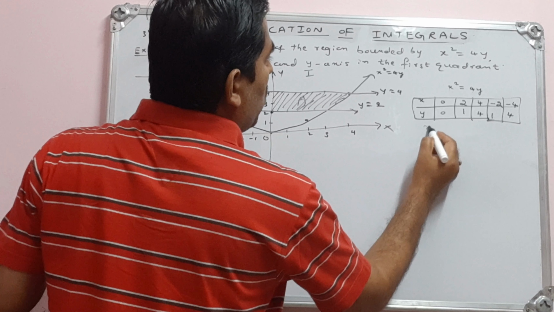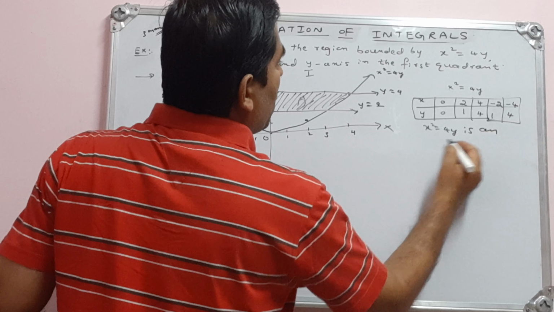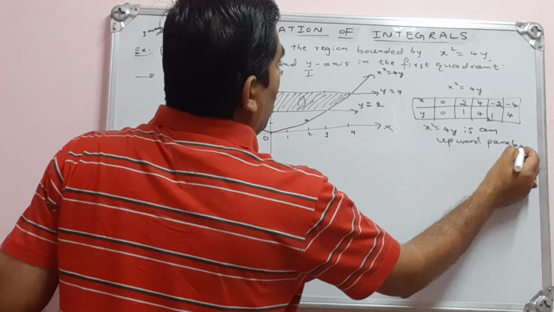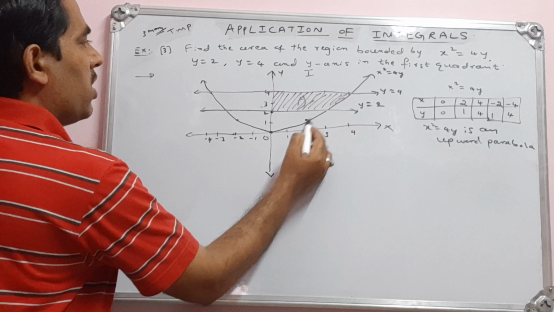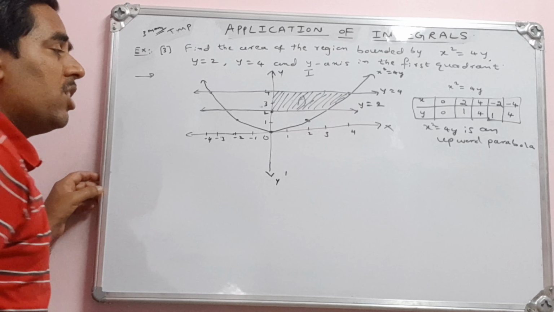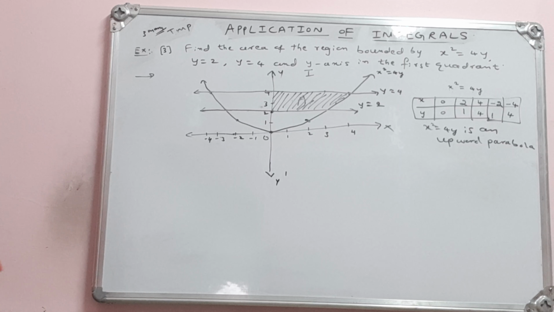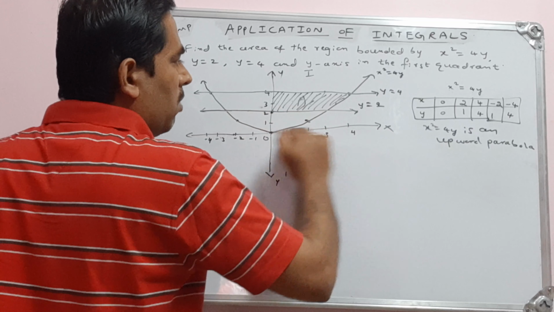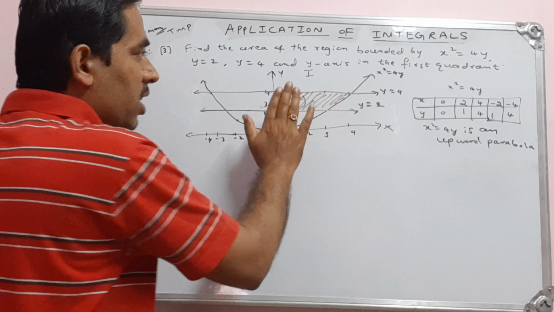That x square is equal to 4y is an upward parabola whose vertex lies here, say 0, 0. Okay, my points are here. So this is my required area. See, the situation here is, observe this carefully. So this y is equal to 2 is a line parallel to x-axis, y is equal to 4 is a line parallel to x-axis. So this is my required area.